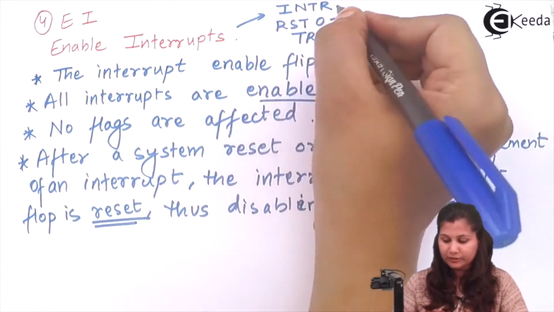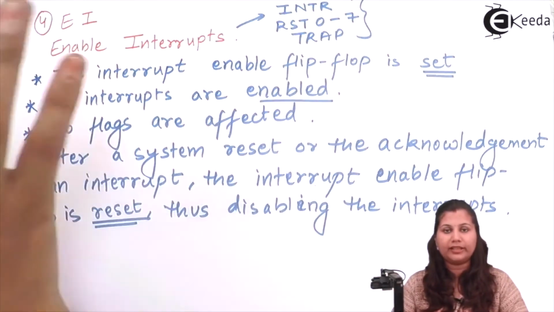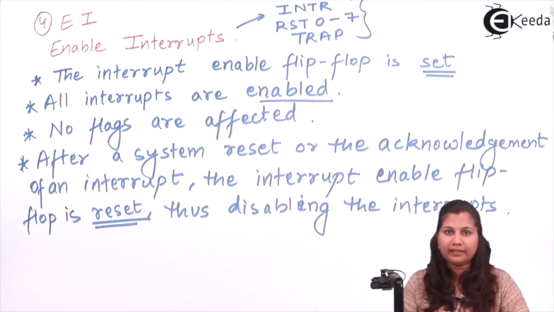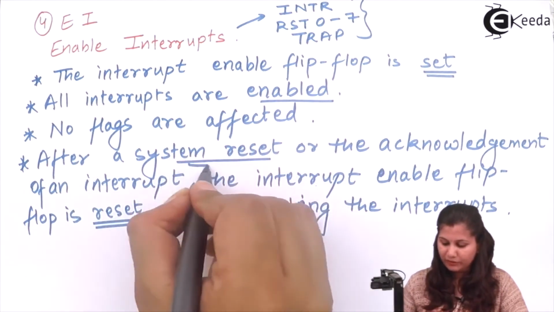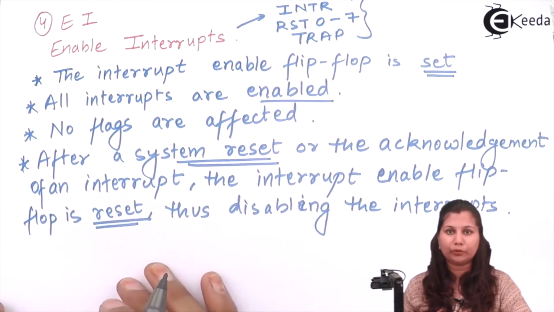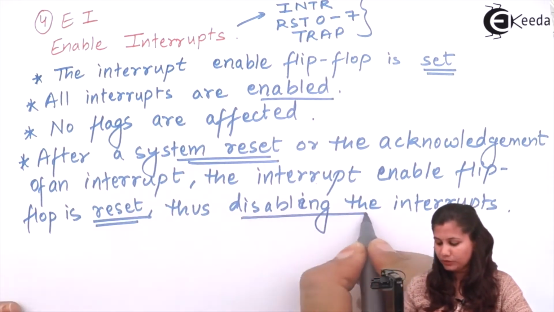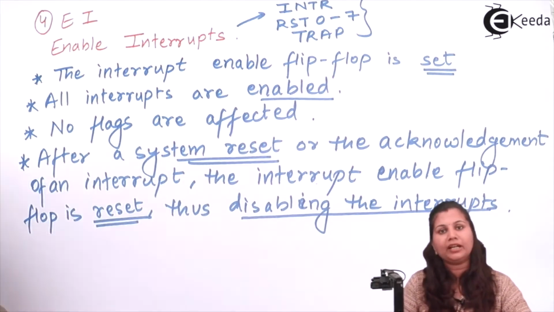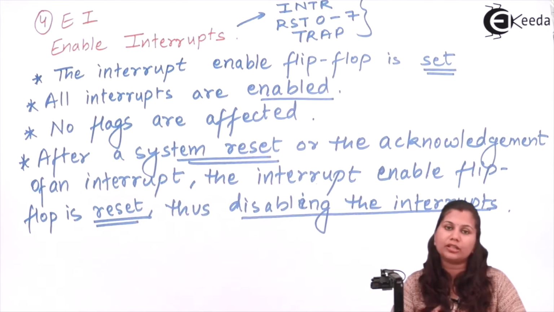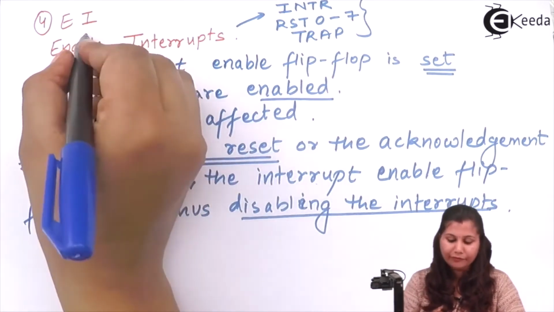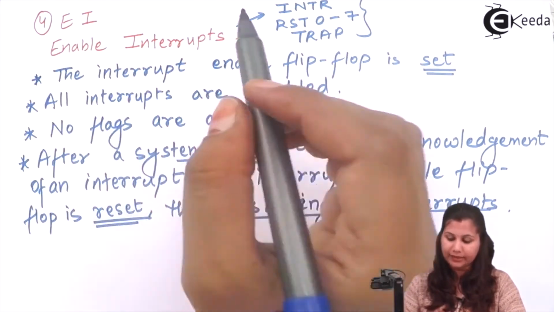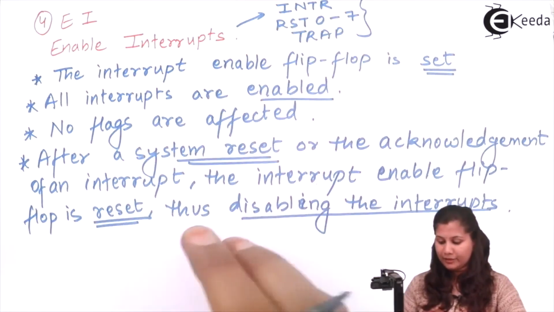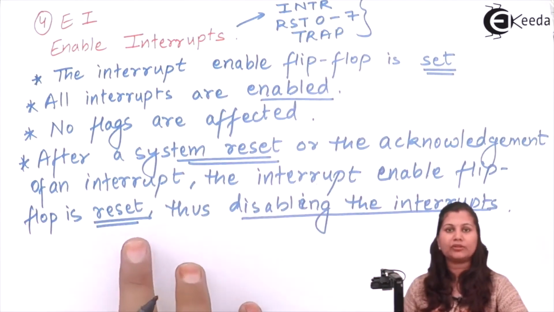Now after all the interrupts have been executed and acknowledged by the microprocessor, the flip-flop will be again reset. And if the system is reset, then also the flip-flop will come to its reset condition, and then all the interrupts will be disabled. If we want to enable the interrupts again, then we have to write the EI instruction in the program. If the first time we have given EI, then it will execute all the interrupts, acknowledge all the interrupts, and then change the enable flip-flop to its reset condition.